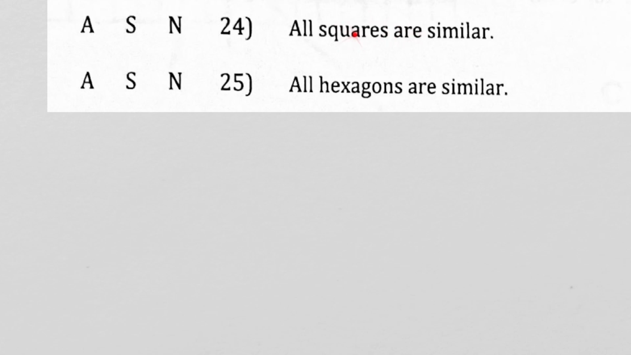A square is a regular shape. So all squares are similar, that's always true. A hexagon is a regular shape, so all hexagons are regular or similar. That's also true, always.